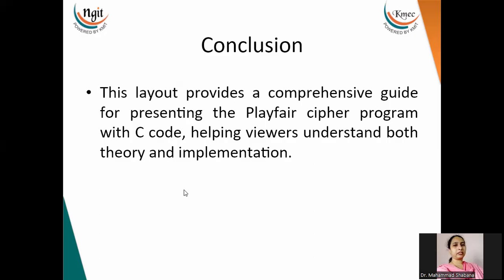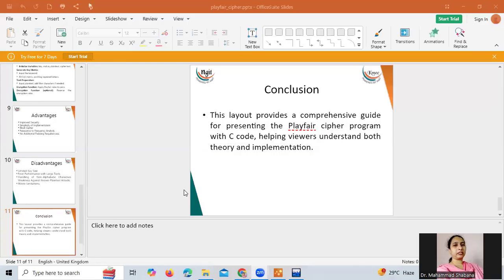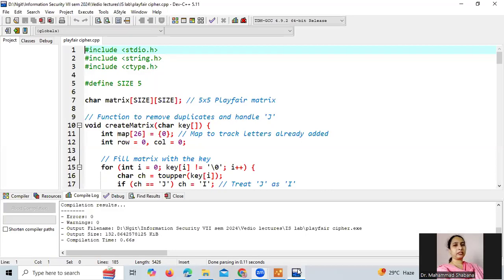Let us discuss the implementation part of the Playfair cipher. This is our program where we implement the Playfair cipher. First we include the header files. stdio.h is included for input and output functions such as printf and scanf, string.h is used for string manipulation functions, and ctype.h is included for character handling functions such as converting characters to uppercase.